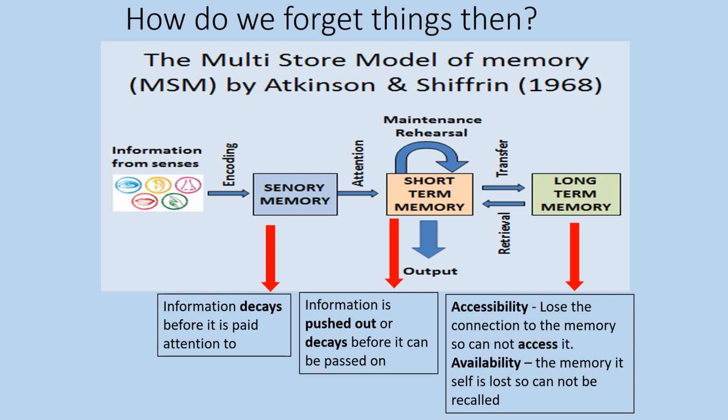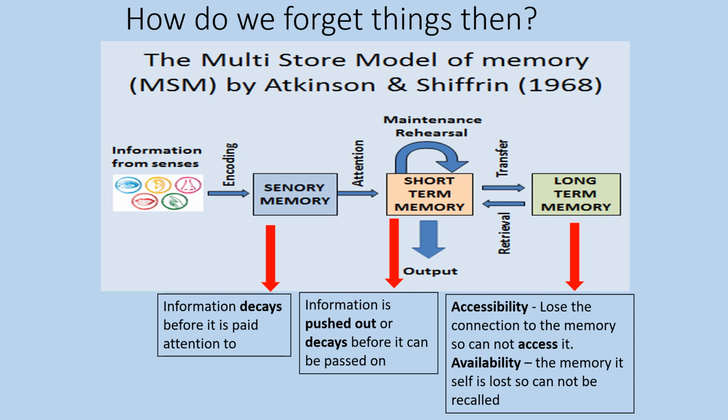And finally, in long-term memory, and this is a big thing when it comes to understanding revision and the way in which you should revise. We normally have in long-term memory two different issues. One, accessibility, i.e. we lose the connection to the memory, so we cannot access it, in which case we need to build stronger links. Or two, we have availability issues, so the memory itself is lost, so cannot be recalled. So we either lose the memory itself, and that fades away in our long-term memory because it's not been activated recently enough, or we lose the connection to it, so we can't access it.